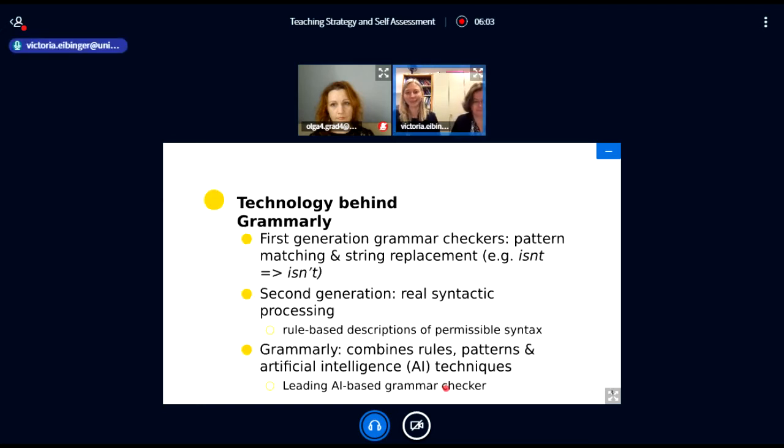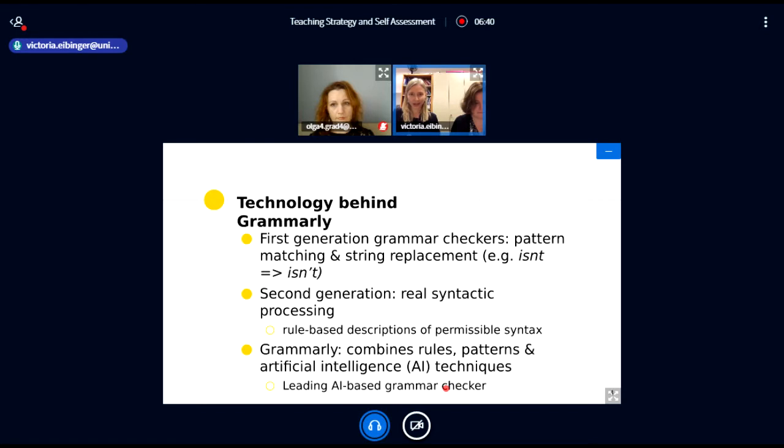We think it will be helpful to understand a little bit about the technology behind Grammarly, in order to better understand why it recognizes certain language mistakes, but not so much others. So Grammarly is one of the leading AI-based grammar checkers nowadays, but that's not how grammar checking software started. The first generation of grammar checkers relied simply on matching patterns and replacing strings. For example, the programs were able to discover that isnt should be changed to isn't with an apostrophe.